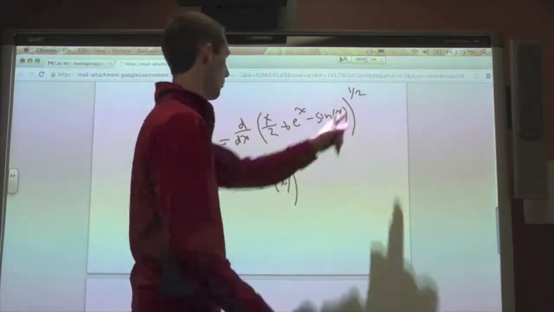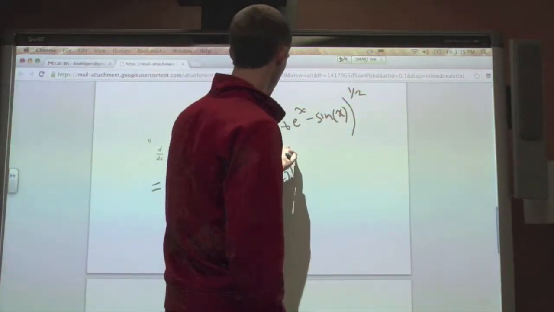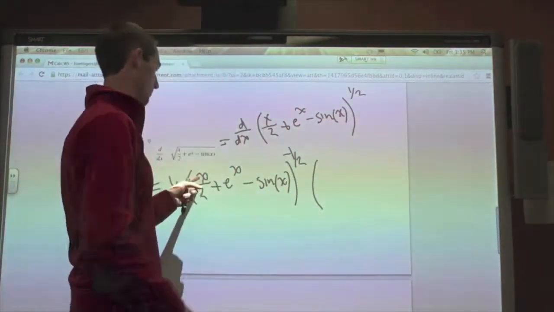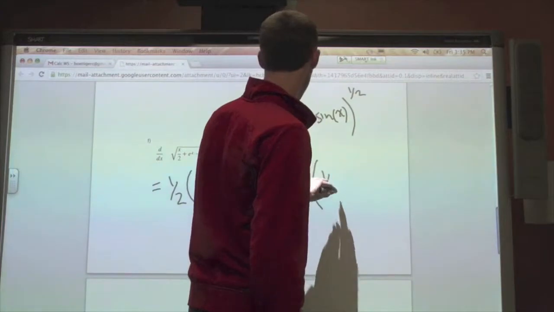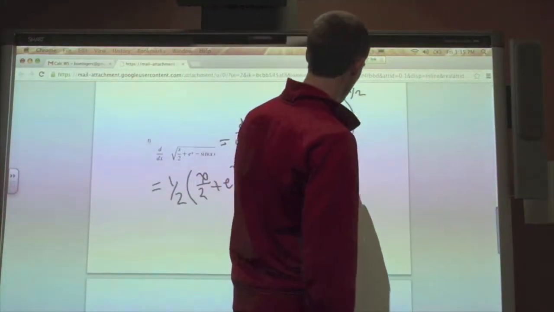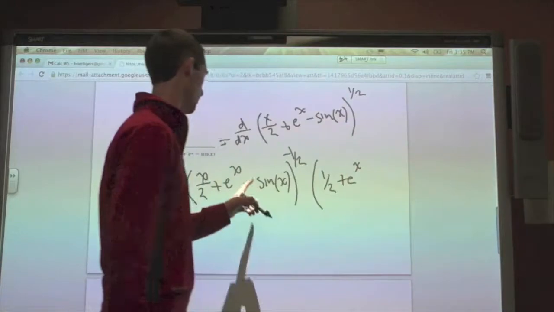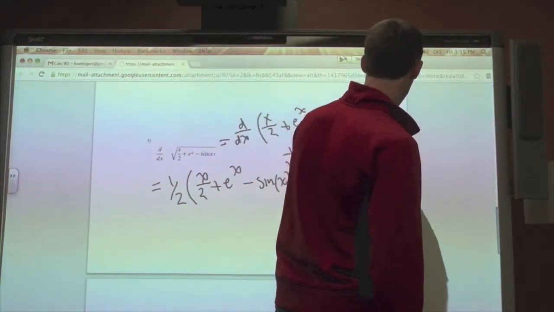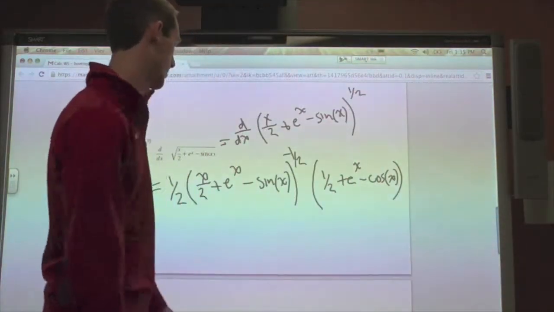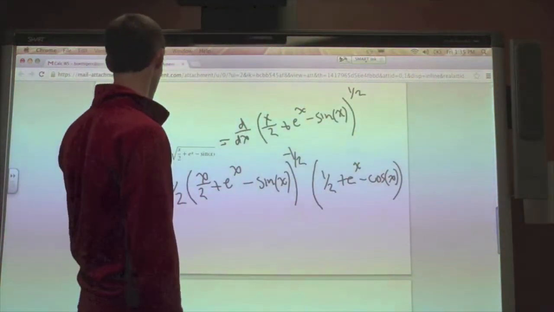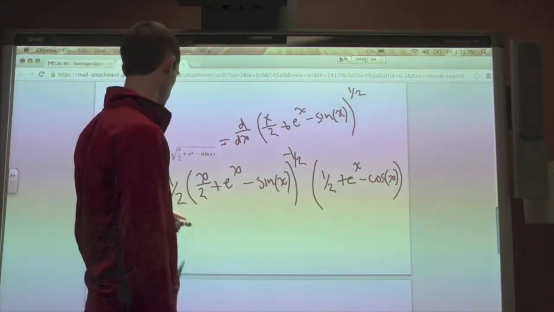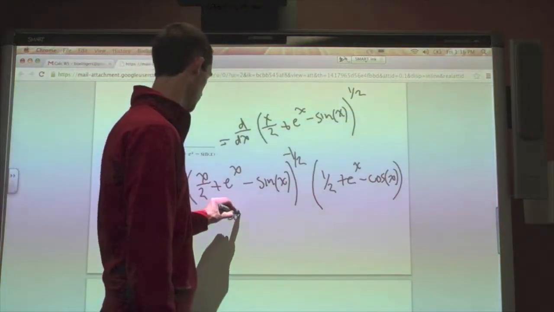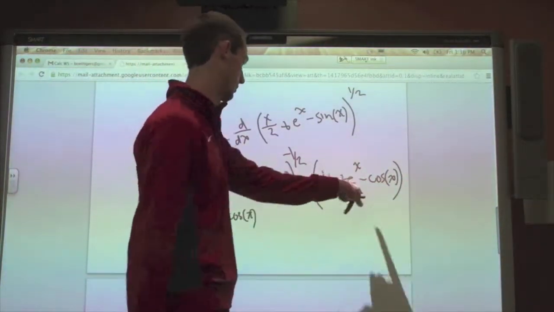Okay, and now 1/2 minus 1 is negative 1/2. Now we need to take the derivative of the inside, so we multiply all that by the derivative of x over 2, that's just going to be 1/2. Derivative of e to the x is just going to be e to the x. And the derivative of sine x is going to be cosine x. So minus cosine of x. And now, in order to simplify the final step, you're going to put the 1/2 out front. You got 1/2 plus e to the x minus cosine of x from this one right here.